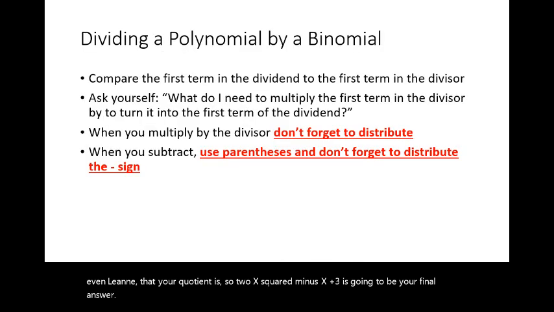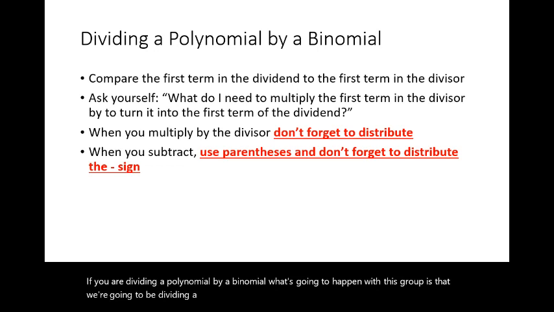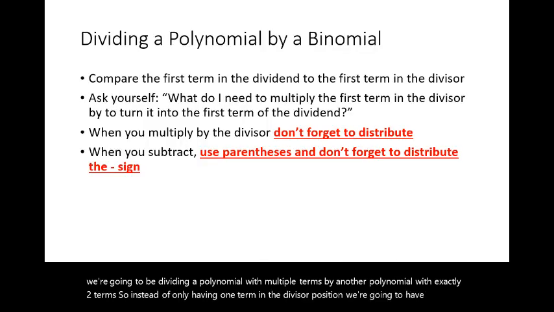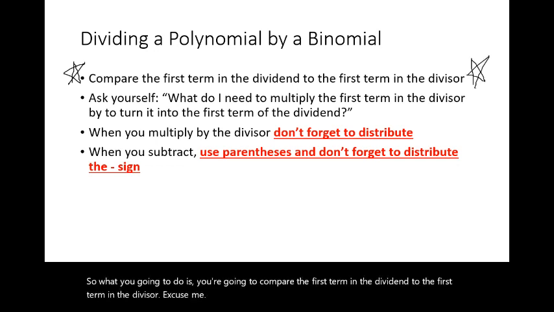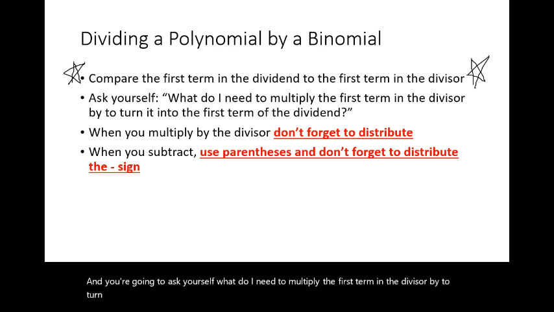Now, if you are dividing a polynomial by a binomial, what's going to happen with this group is that we're going to be dividing a polynomial with multiple terms by another polynomial with exactly 2 terms. So instead of only having 1 term in the divisor position, we're going to have 2. So what you're going to do is you're going to compare the first term in the dividend to the first term in the divisor, and you're going to ask yourself, what do I need to multiply the first term in the divisor by to turn it into the first term of the dividend?